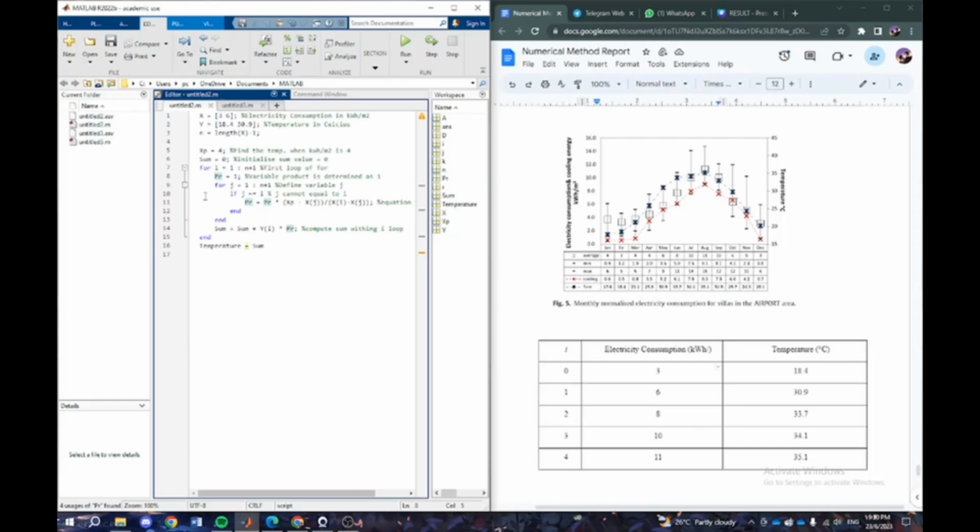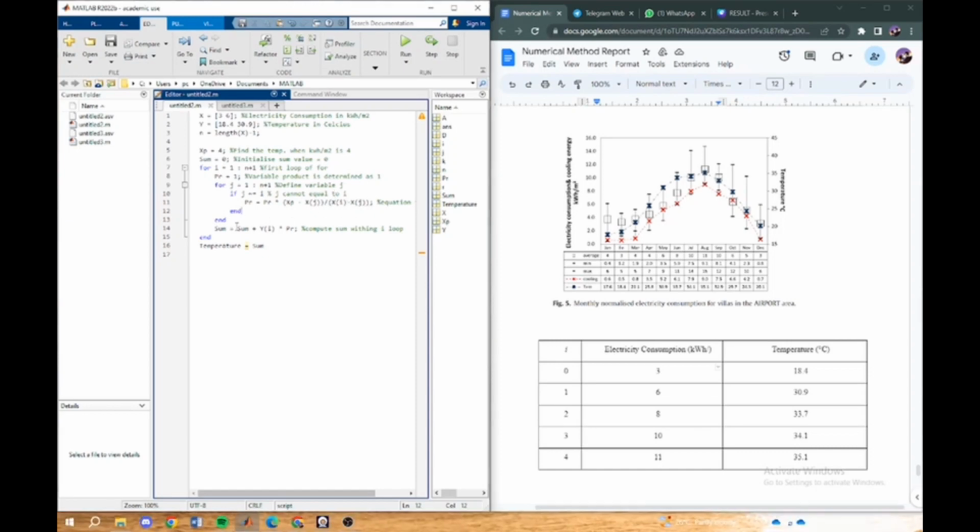Okay, next we define the for loop for j equal to 1. The j loop also increases as the looping increases. The j value cannot equal i. And then we compute this equation in the j loop: PR, which is the product, equal to PR times xp minus xj over xi minus xj. And then we compute the second equation, computing the sum within the i loop. So sum equal to sum plus yi times PR. And then after finishing the looping, we will get the temperature equal to sum.